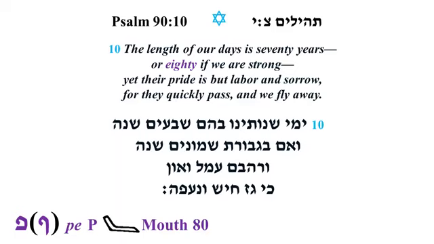Psalm 90, verse 10 says, the length of our days is 70 years, or 80 if we are strong. Yet their pride is but labor and sorrow, for they quickly pass and we fly away. So man is given 70 years, but 80 if we are strong. And it's interesting, 80 is the gematria for pay, and Moses, he was strong.